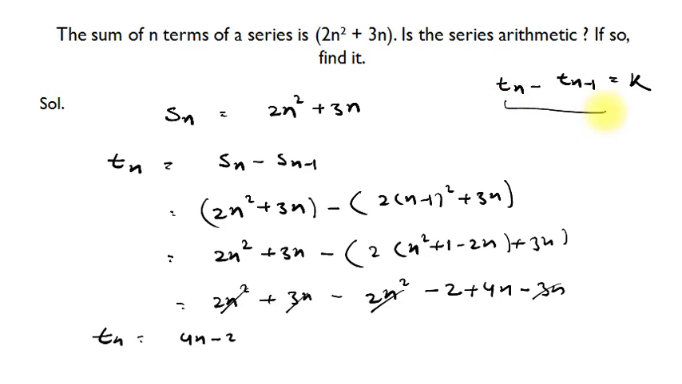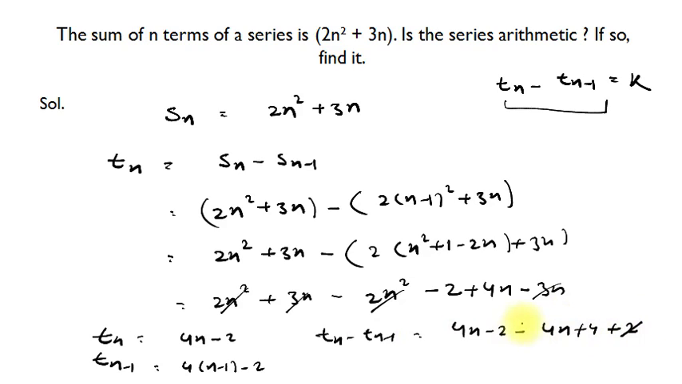Now we have to find the value of tn minus tn minus 1, so that if we get a constant value, the series is arithmetic. So tn is this one, tn minus 1 is 4 into n minus 1 minus 2, and if we subtract, we have 4n minus 2 minus 4n plus 4 plus 2. So this cancels out and this again cancels out. So tn minus tn minus 1 is equal to how much? 4, and this is constant. So here we see that tn minus tn minus 1 is a constant quantity, so the given series is arithmetic, and we have proved here that the given series is an arithmetic progression.